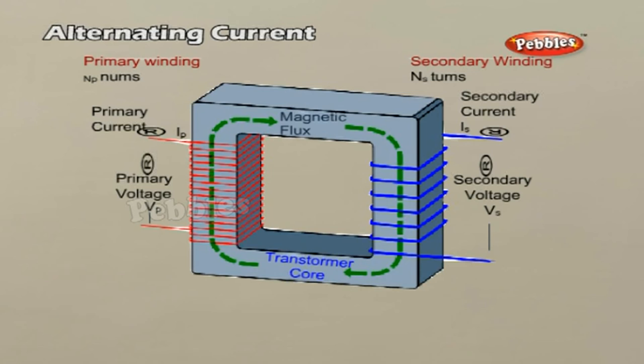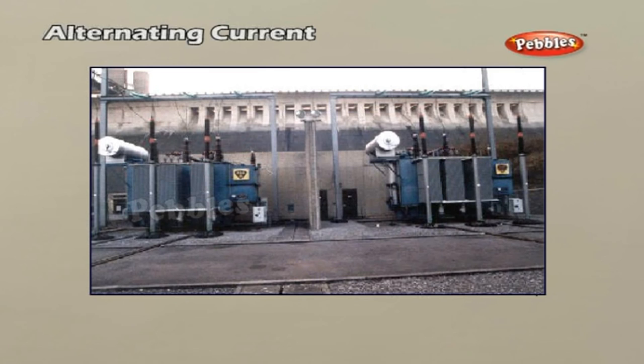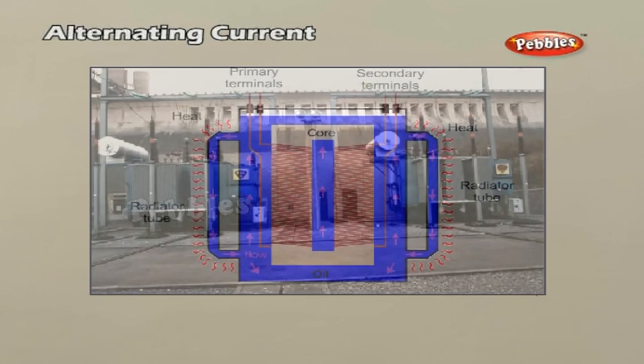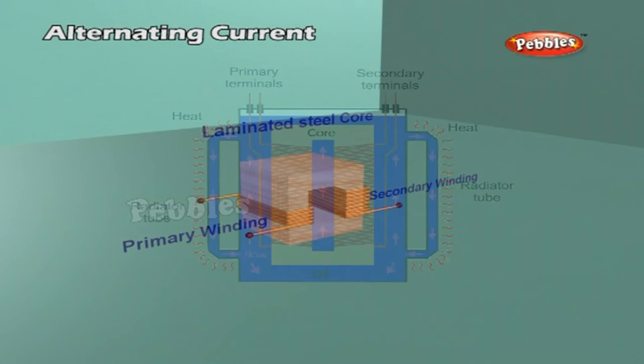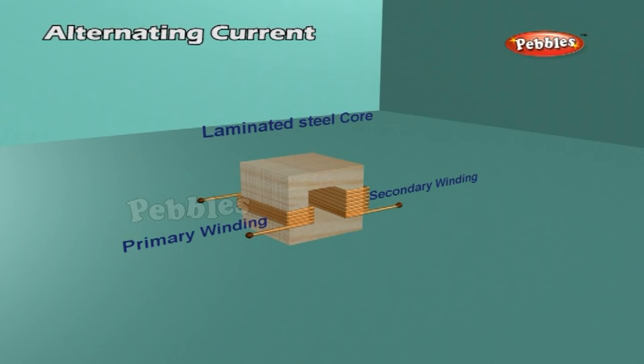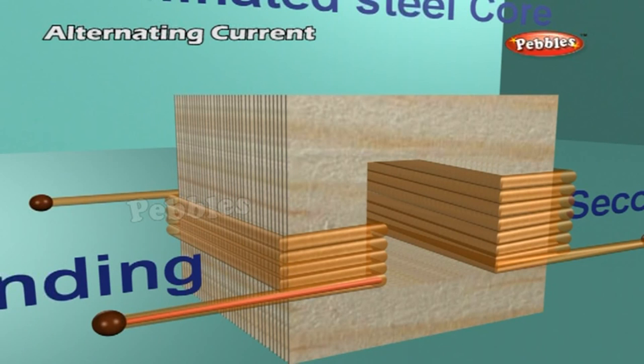Let N1 and N2 be the number of turns in the primary and the secondary. E1 and E2 be the induced EMF in the primary and secondary respectively. Then the output and input EMF are as follows. N2 by N1 is called the transformer ratio. If N2 greater than N1, the transformer is a step up one as shown in the figure. In these transformers, the primary is made of thick insulated copper wire and the secondary is made of thin wire. If N2 lesser than N1, the transformer is a step down transformer as shown in the figure.